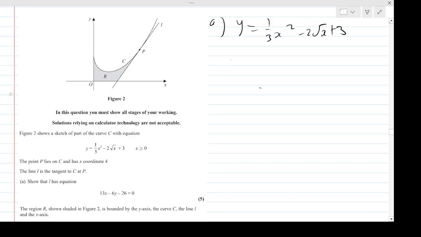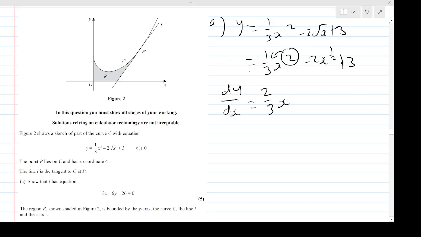The tangent is dealing with the gradient at the point, so we need the gradient, so we're going to need to differentiate. But this root x needs to be a power before I differentiate. So that'd be a third x squared minus 2x to a half, add 3. Right, so now we can differentiate. So dy dx, well, again, we times the power in front. So that'd be 2 times a third, which would be 2/3.